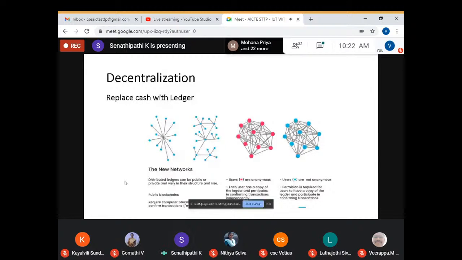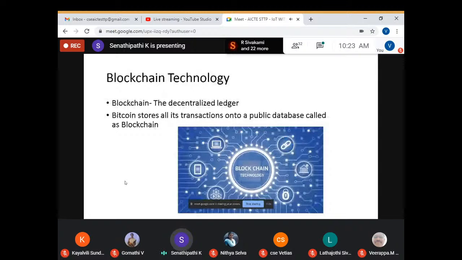So here, from centralization to decentralization, from cash to ledger, right? So we move from centralization to decentralization, and from cash to ledger, distributed ledger. And blockchain technology is a decentralized ledger or distributed ledger.